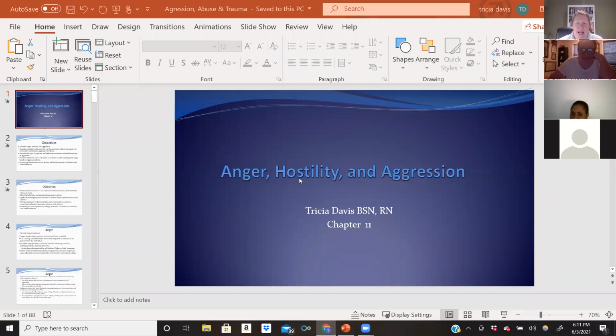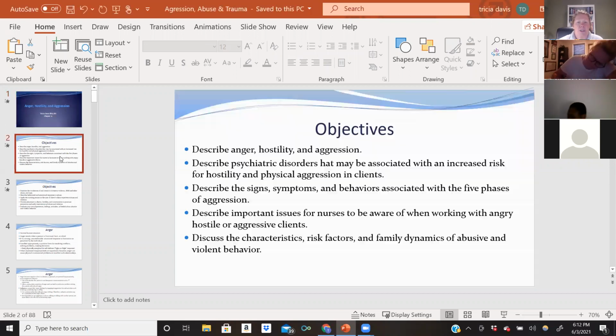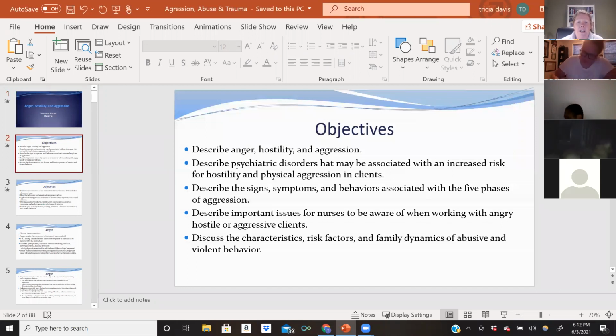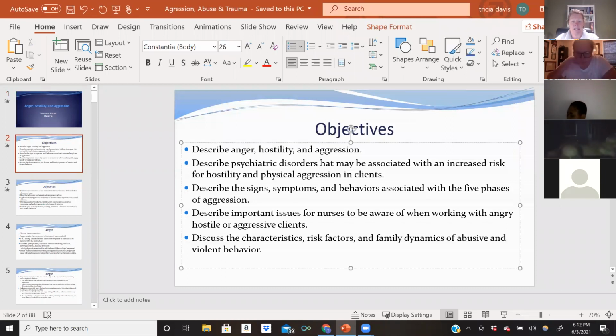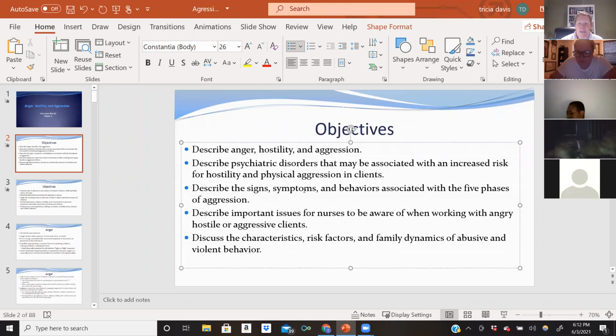So tonight we're going to talk about anger, hostility, and aggression first. The objectives for tonight: we're going to be able to describe anger, hostility, and aggression. We're going to describe psychiatric disorders that may be associated with an increased risk for hostility and physical aggression in clients. Describe the signs, symptoms, and behaviors associated with the 5 phases of aggression. Describe important issues for nurses to be aware of when working with angry, hostile, or aggressive clients.